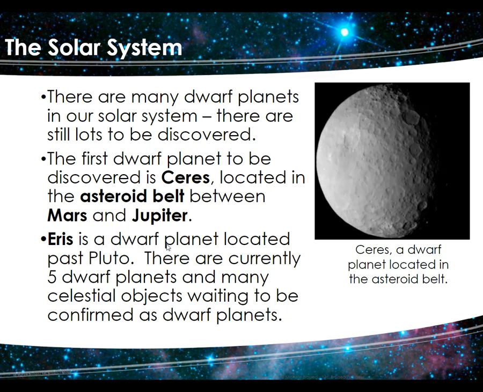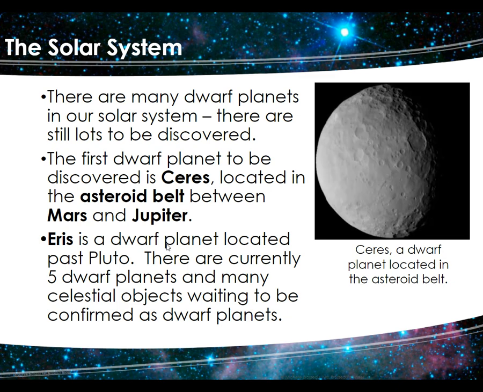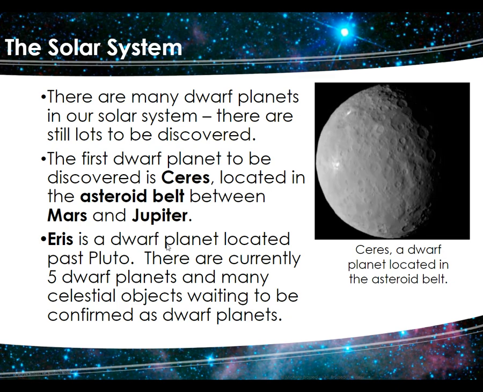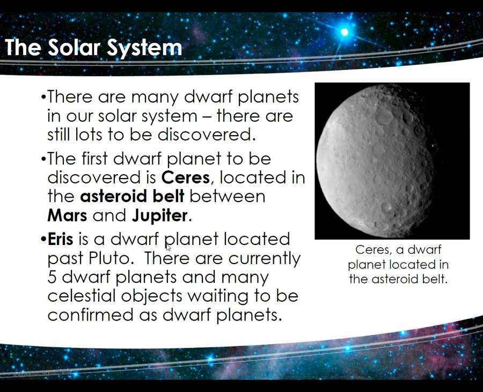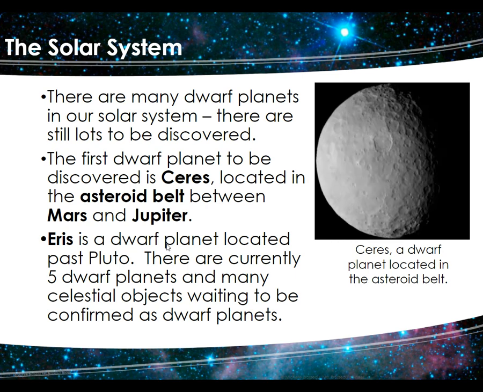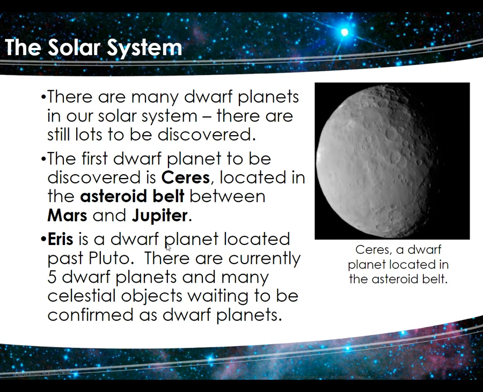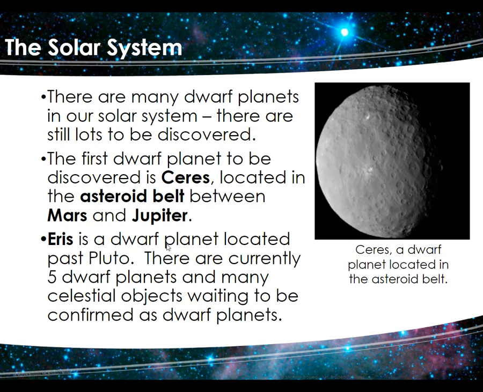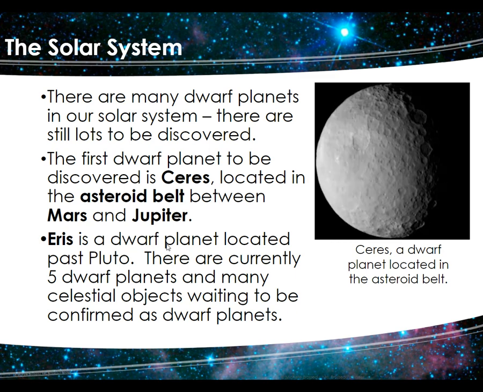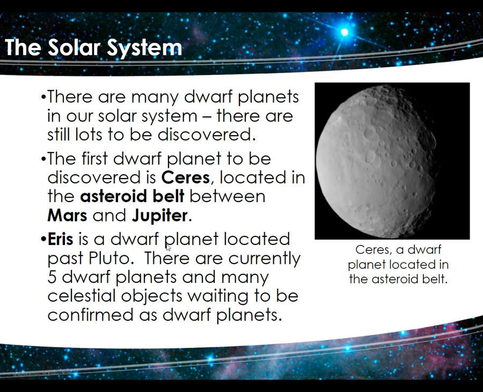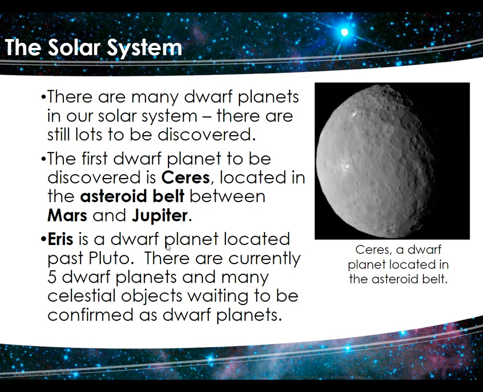There are many dwarf planets in our solar system. There's still a lot to be discovered. The first dwarf planet to be discovered was Ceres, located in the asteroid belt between Mars and Jupiter. And Eris is a dwarf planet that was located past Pluto. There are currently 5 dwarf planets in our solar system and many celestial objects waiting to be confirmed as dwarf planets.